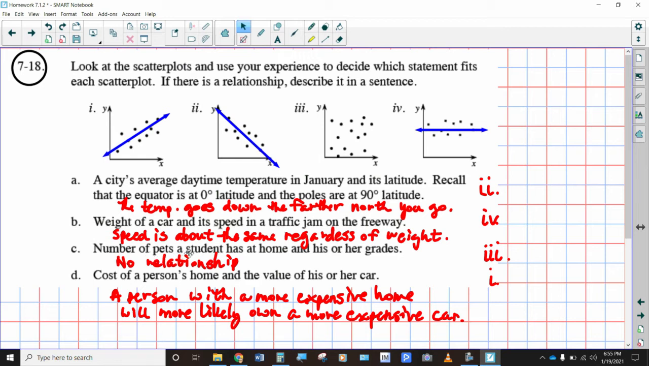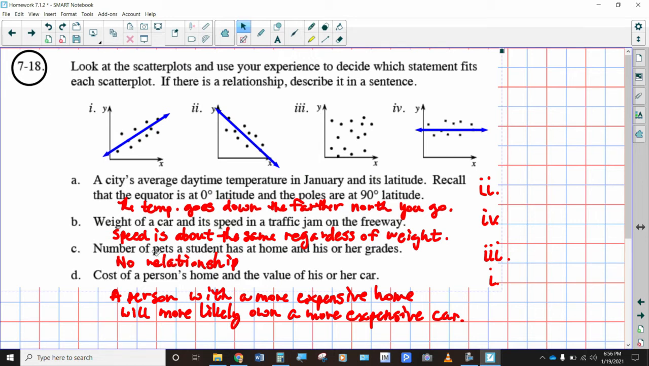Part C: the number of pets a student has at home and his or her grades. Okay, so some of you might have thought that for B, 3 would have been the best answer, because what does the weight of the car have to do with the speed? Oh, in a traffic jam. Okay, yeah, I get it. It still doesn't seem like it should make much sense. So if you said 3 for B and C, I would kind of accept that as an answer, because that's a bad example. Anyway, this is one where it's clear that there's absolutely no correlation between the independent and the dependent variable.